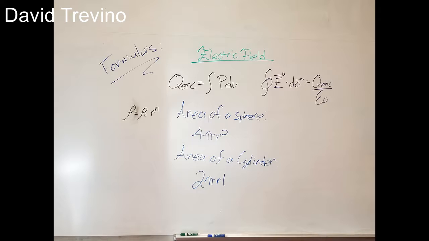For starters, we know that Q enclosed is the integral of rho dV, where rho equals rho naught r to the power of n. Using this equation, we can find Gauss's law, which is Q enclosed over epsilon naught. Furthermore, we must also know the area of a sphere, which is 4 pi r squared, and the area for a cylinder, which is 2 pi rl.